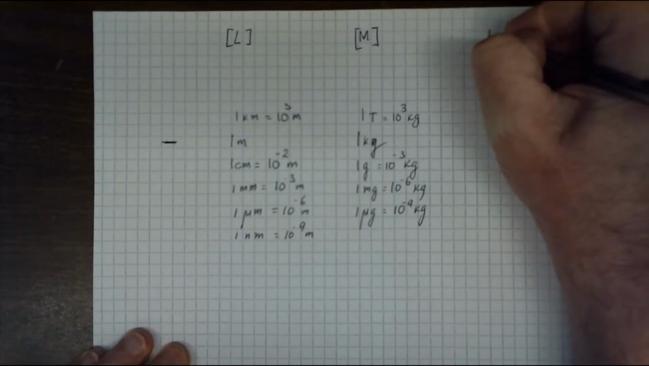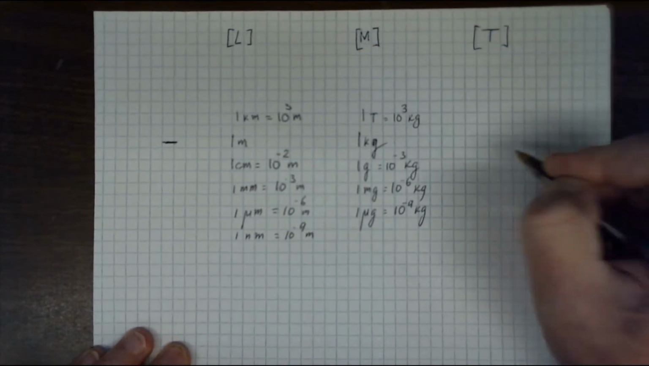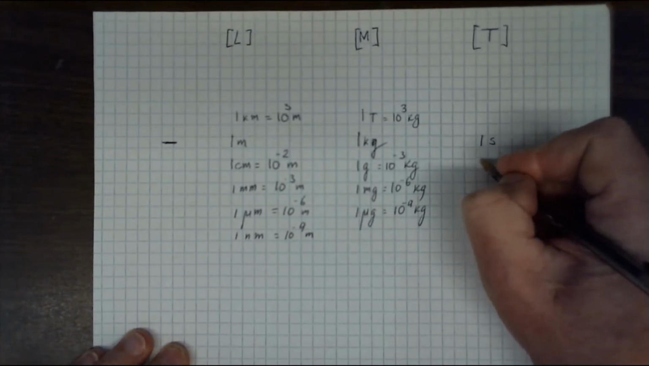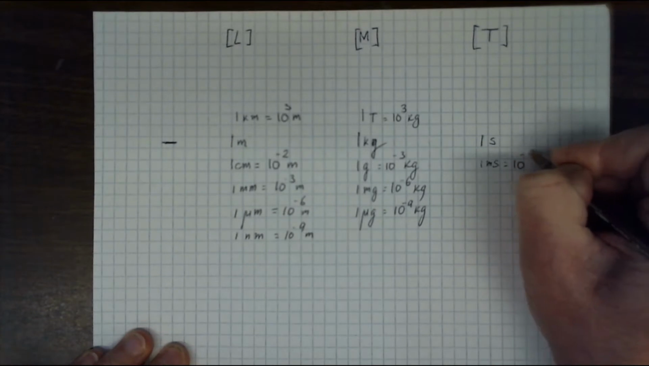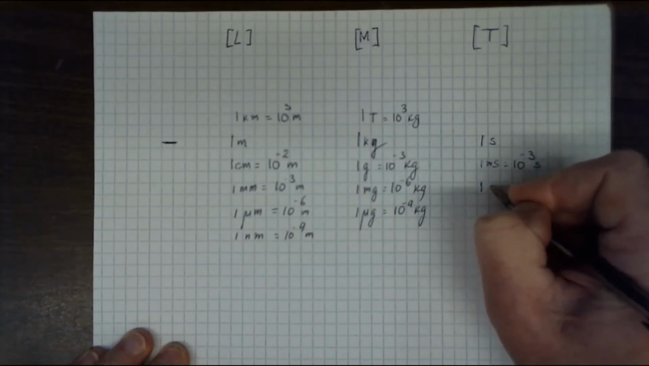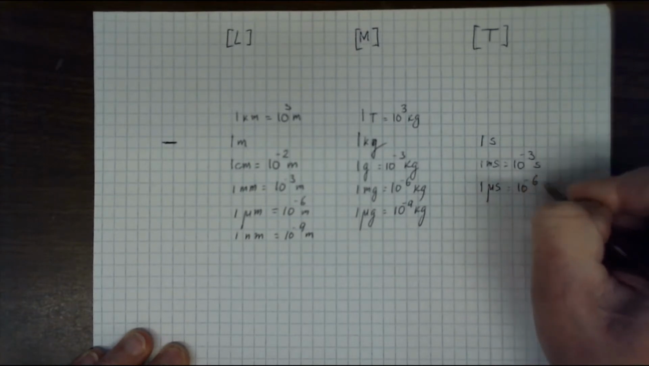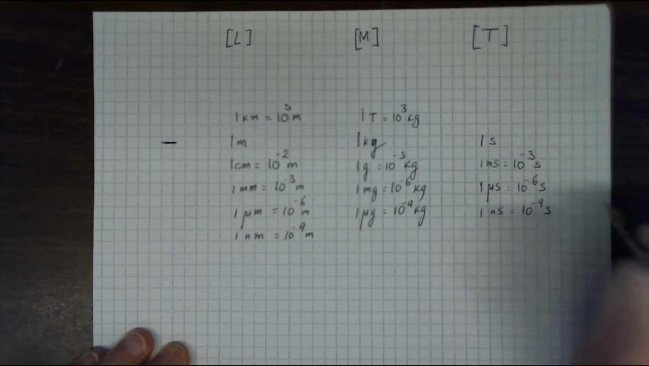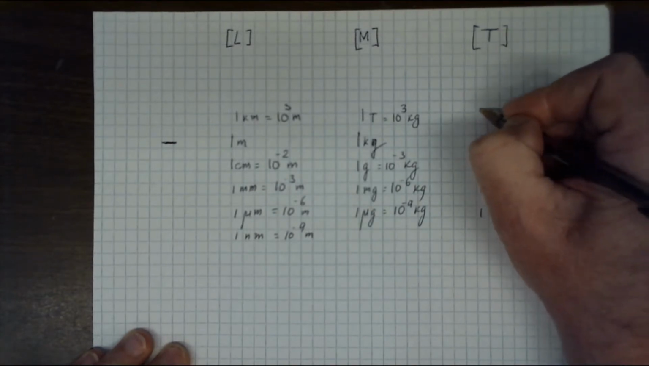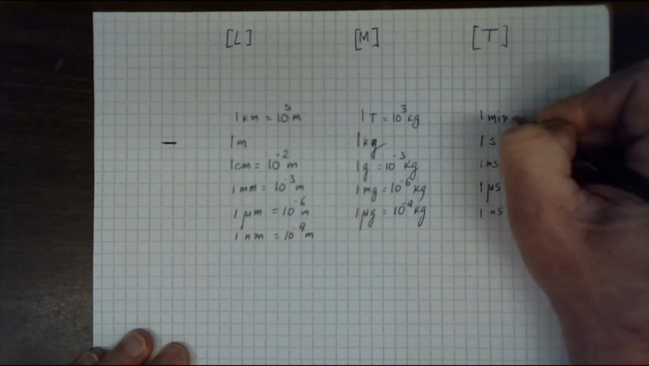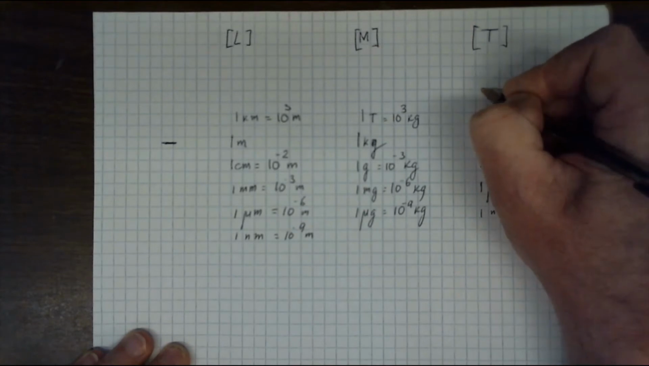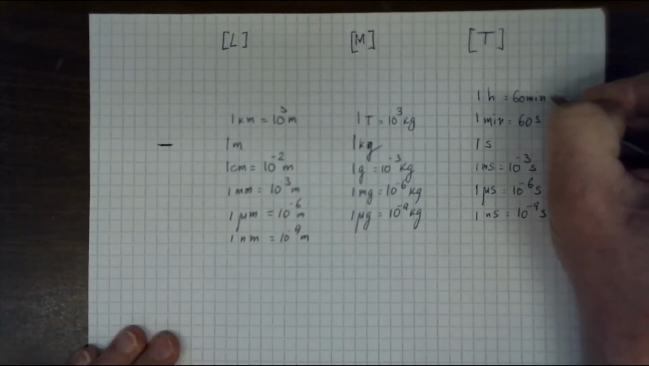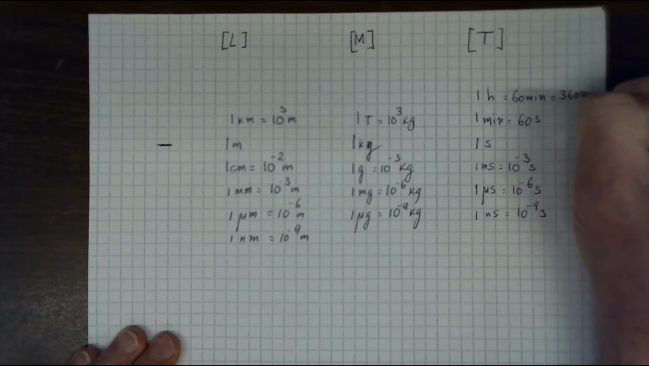And time: one second. 1 millisecond is 10 to the negative 3 seconds. 1 microsecond is 10 to the negative 6 seconds, and 1 nanosecond is 10 to the negative 9 seconds, and so on and so forth. 1 minute is 60 seconds. 1 hour is 60 minutes, or 3,600 seconds.